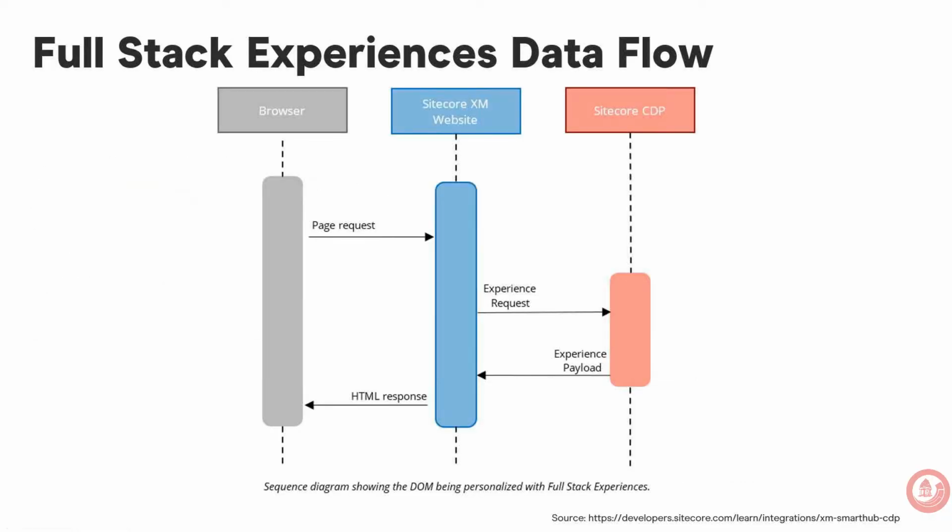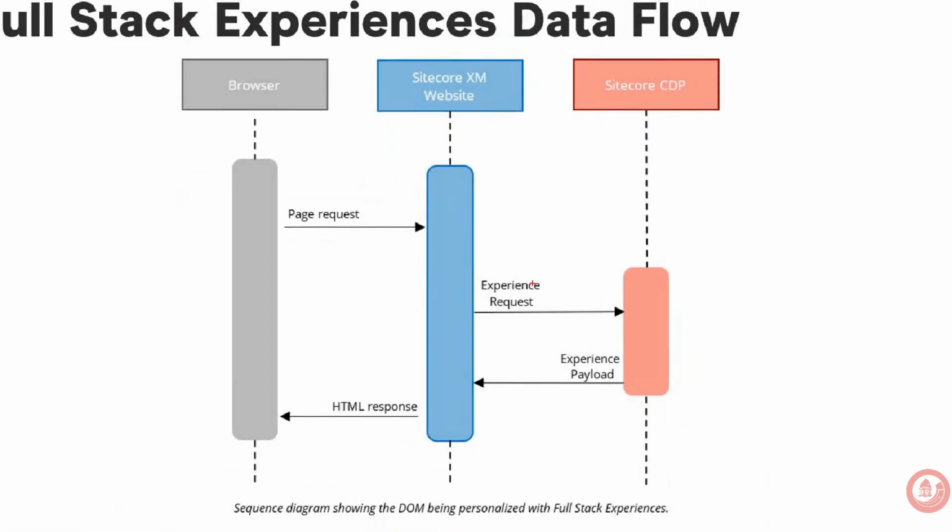Let's see the full stack experiences data flow. The first page request happens, and then from Sitecore XM website, you do another backend request to Sitecore CDP. Think of this as an API request you are making, which will give you some experience payload. Think of this as a JSON data, and then you take that data and then render it on the page. So here you got the full control because you got the backend context, and then you can do multiple things. You also have a context of the user and all the sessions the user has visited, and you can personalize the experience using that.